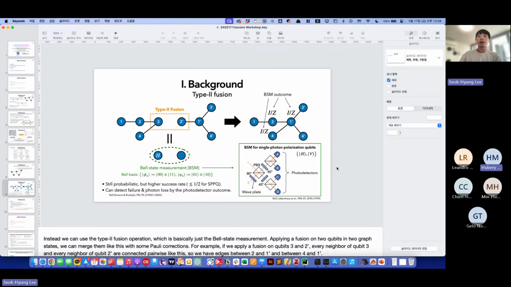So in each fusion, there is some probability that it can fail, right? So you can only continue if every step succeeds. That's true. That's correct.